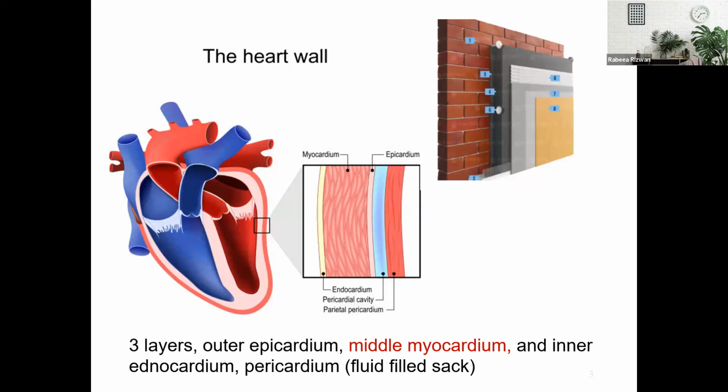So what then is the pericardium? The pericardium is actually a sac, called the pericardial cavity, containing a fluid that is present between the outer layer, the epicardium, and the myocardium. And this fluid is called pericardial fluid.